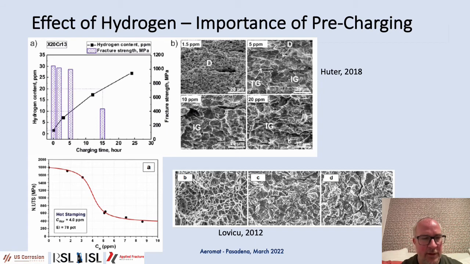And as the hydrogen content increases, it steadily becomes more and more of an intergranular fracture mode. And on the bottom left, again, we're looking at the UTS, the tensile strength of a material, and how it varies with the concentration of hydrogen. And as hydrogen concentration goes up, the tensile strength drops off dramatically in these materials. And again, you see a resulting change from ductile to brittle fracture.